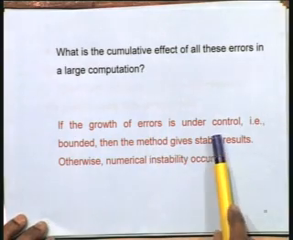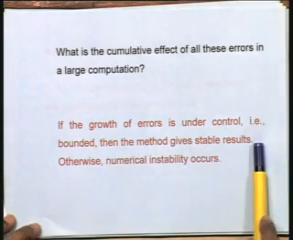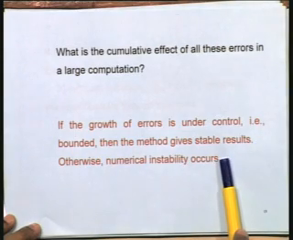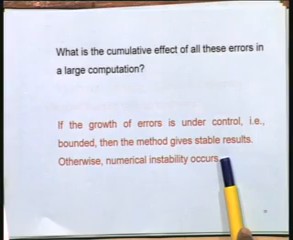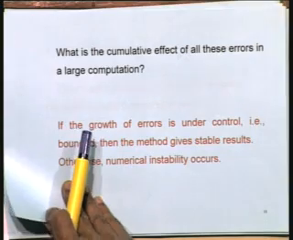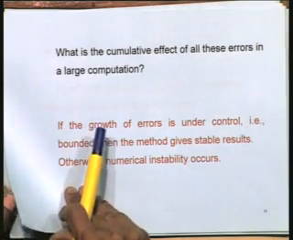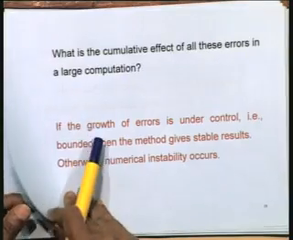Now what is the cumulative effect of all these errors in a large computation? We will now define that if the growth of errors is under control, that is bounded, then the method gives stable results. Otherwise numerical instability occurs. What do you mean by numerical instability in a computer? It gives you overflow. It goes beyond the limit of the computer, and then it says overflow has occurred and the computation will stop, and the output will be known as exploded.